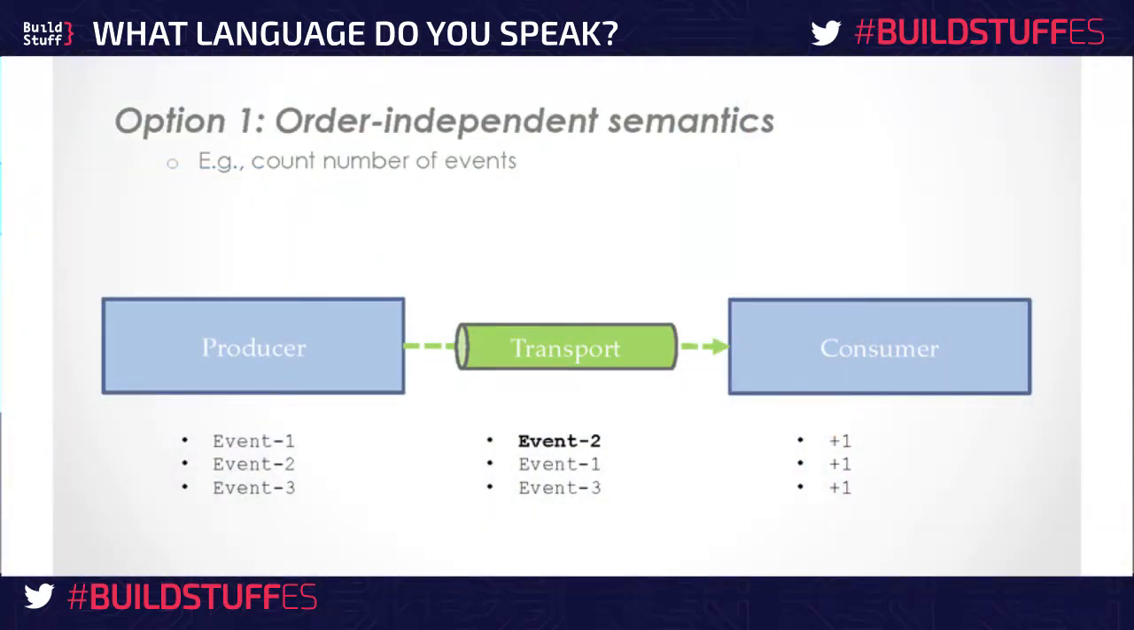Okay, so one class is somebody reorders. Another class is order independence, where we don't care about the order for some value of don't care. The first option here is that semantically we don't care.